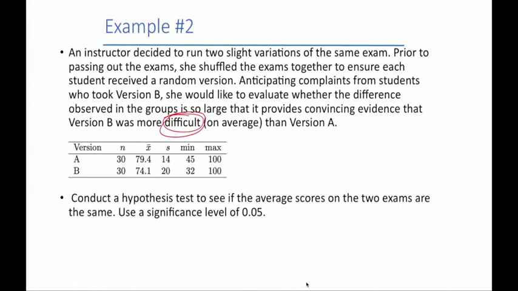So we are specifically testing if it is more difficult, so that is going to be a one-tailed test. And we are going to conduct a hypothesis test to see if the 2 exams, the scores on the 2 exams are the same. But we're going to do this as a one-tailed test because we specifically want to see if version B is more difficult.